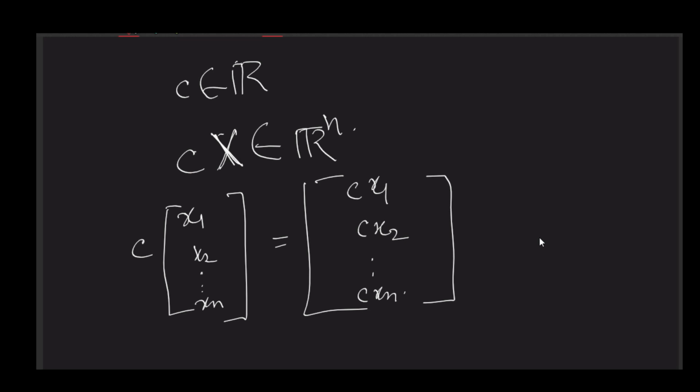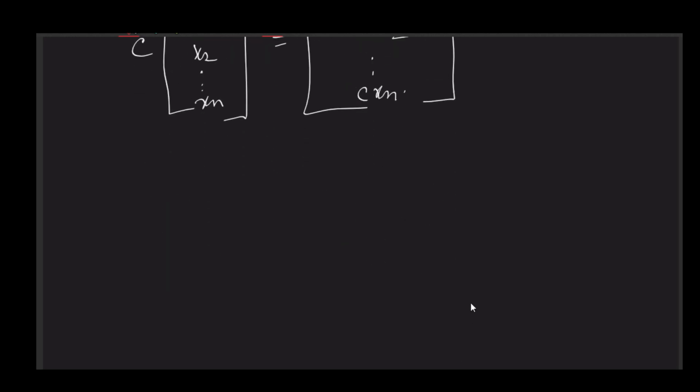Now the other properties, you can easily prove. You can check whether the other three properties related to multiplication are satisfied by the way we define it. Then you can draw the conclusion that this forms a vector space: R to the power n forms a vector space over R.